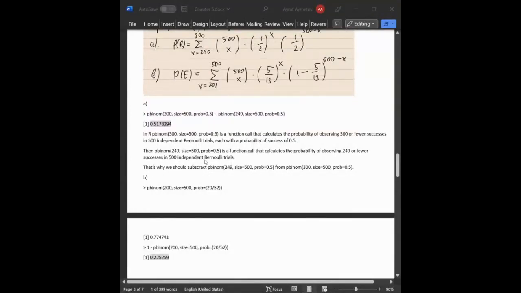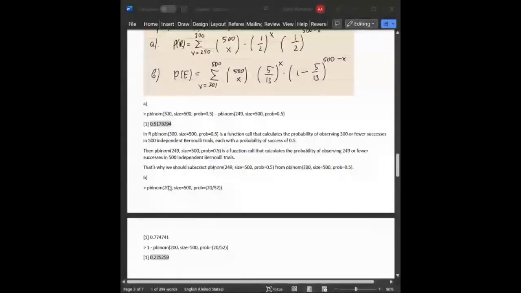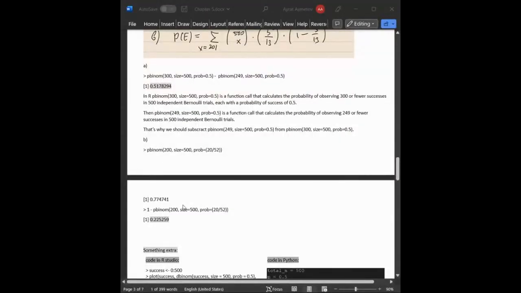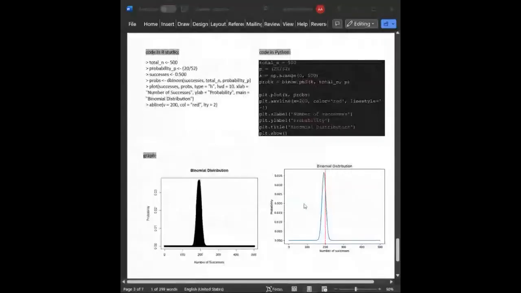Okay, part B, where the probability is 5 over 13. I also used RStudio. I subtract the probability of choosing 0 to 200 from the total probability, which is 1. That's why it equals 23%. Yeah, that's the graph for part B. So that's the area to the right of the red line.